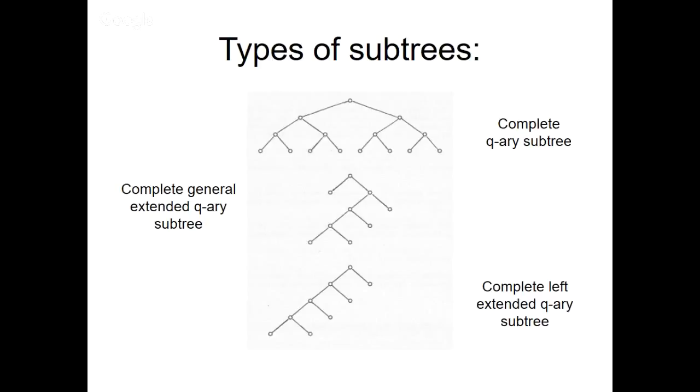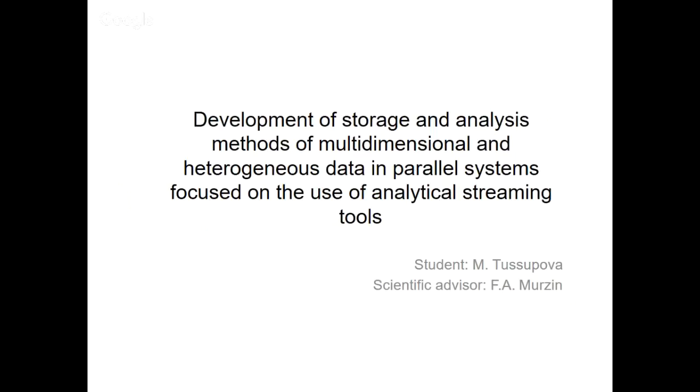And at the end, I'd like to say about the types of subtrees which all those 3 theorems were about. The first one is the complete subtree. The second one is the complete general extended Q-array subtree. And the third is the complete left extended Q-array subtree. Q-array means, like here, an array subtree with vertices. So that's all.